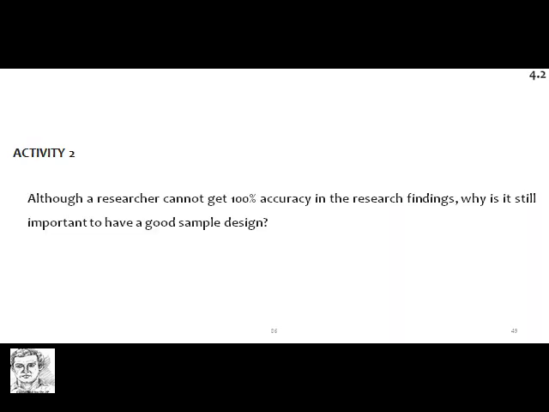Activity. Although a researcher cannot get 100% accuracy in the research findings, why is it still important to have a good sample design?